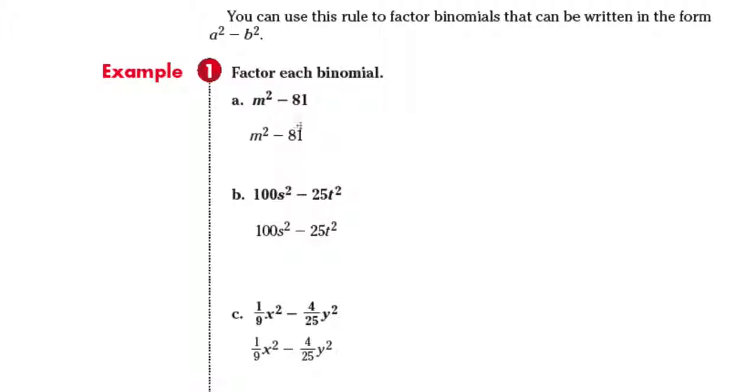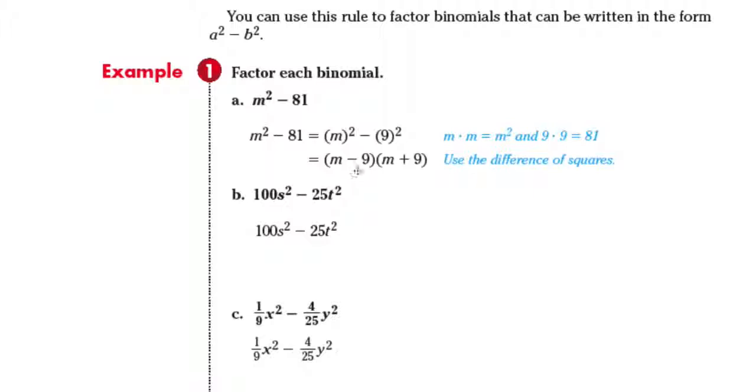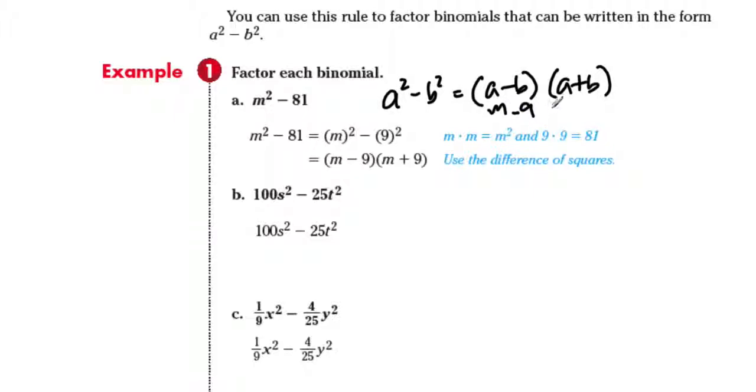Let's take a look at this one. m squared minus 81 is also the same as m squared minus 9 squared. If you notice now, this is our a and this is our b. So if you use that factoring method, we now have m minus 9 and m plus 9. Remember again that a squared minus b squared is the same as a minus b times a plus b. In this case, our a is m and our b is 9. And that's how you get the factored form of m squared minus 81.